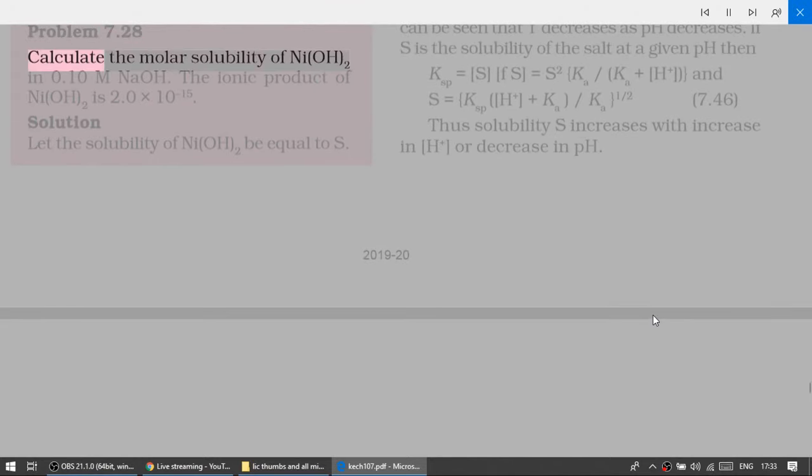Problem 7.28: Calculate the molar solubility of Ni(OH)2 in 0.10 M NaOH. The ionic product of Ni(OH)2 is 2.0 × 10^-15. Solution: Let the solubility of Ni(OH)2 be S.